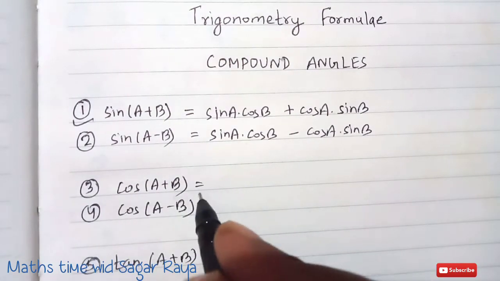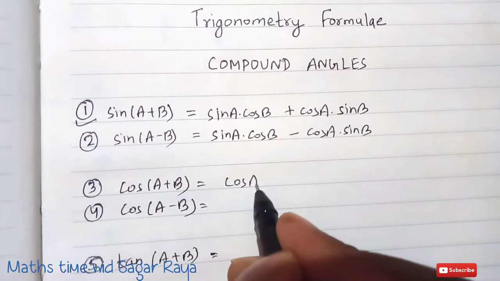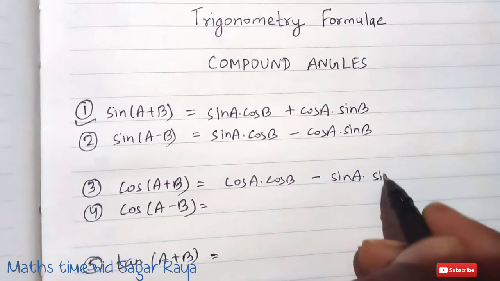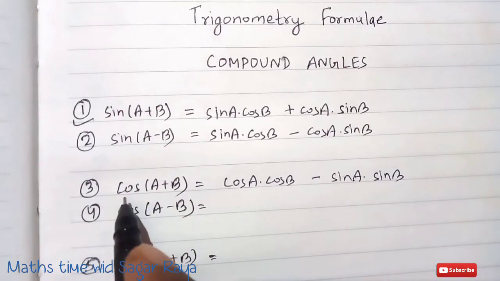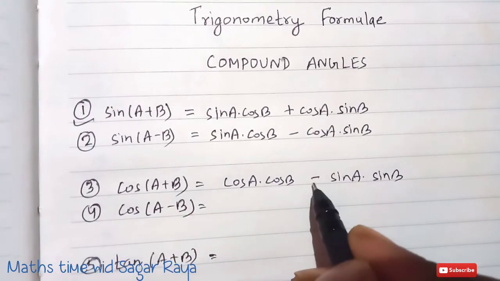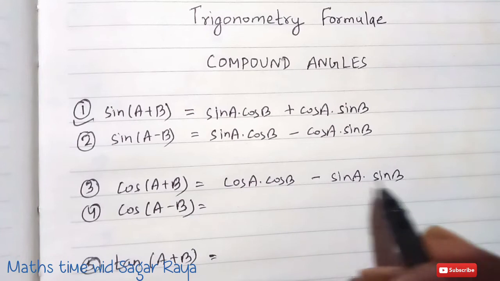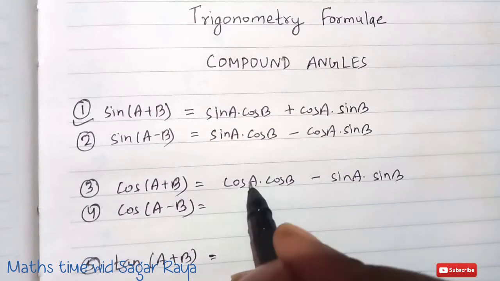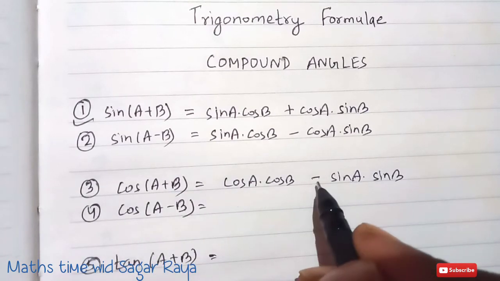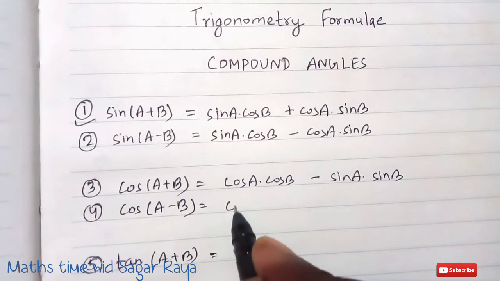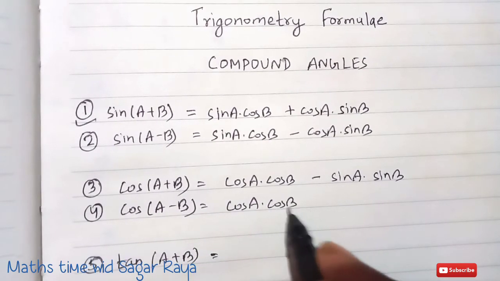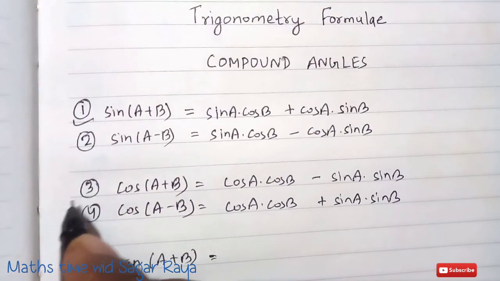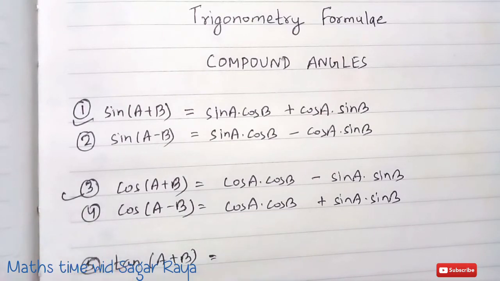Similarly, cos a plus b formula is cos a dot cos b minus sin a dot sin b. So in case of cos, if there is plus, you have to write down here minus, and here cos a cos b minus sin a sin b. And cos a minus b, exactly the same formula like the formula of cos a plus b, but instead of minus here we have to write down here plus. So cos a dot cos b plus sin a dot sin b. So if you know this formula, you can definitely remember this formula also.